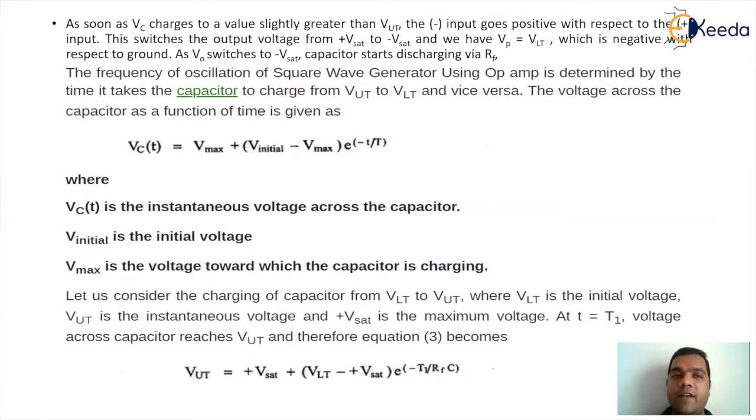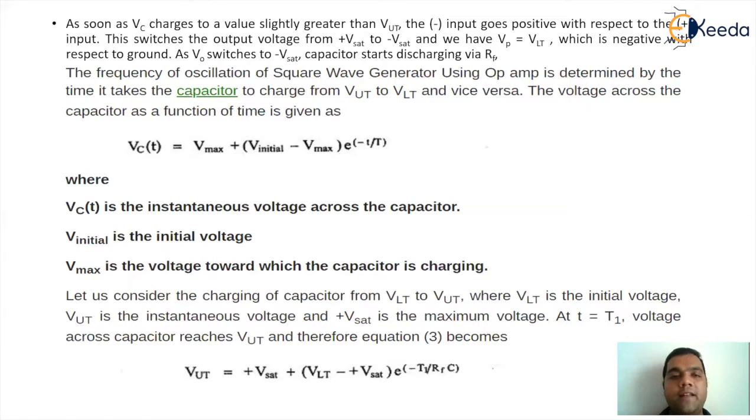So all of us are aware that the capacitor will start charging from the lower threshold and can go till the upper threshold, and again start discharging from the upper threshold till the lower threshold. So if we just consider one cycle, with the main equation of the capacitor defined by Vc(t) = Vmax + (Vinitial - Vmax) e^(-t/tau), that is basically the time constant R into C.